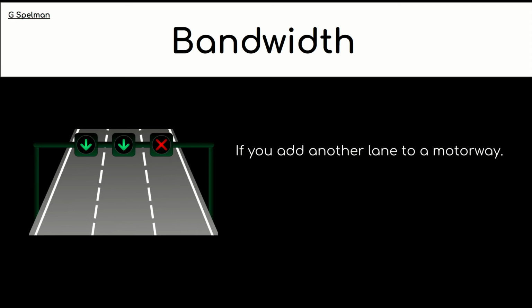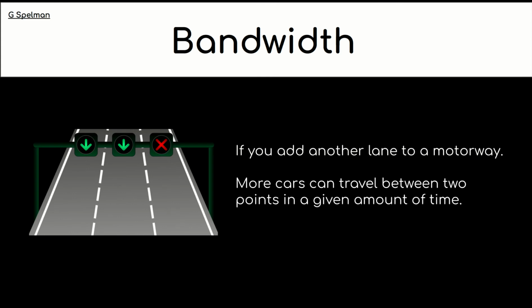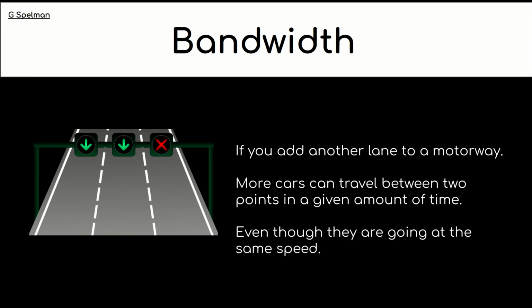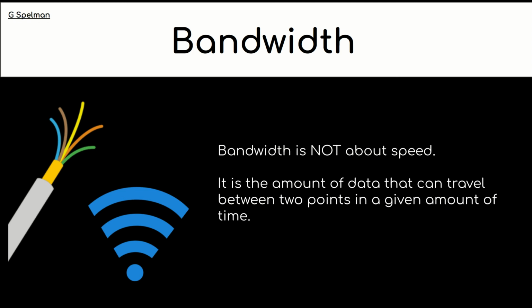There's only so many cars that will be able to go from A to B on that motorway in a given amount of time. However, if we opened up a third lane, that would allow for more capacity. So in the same amount of time, more cars would get through, even though the speed is the same. And that's exactly the same with network bandwidth. It's not about speed. It's about the amount of data that can travel between 2 points in a given amount of time. It's measured in bits per second.